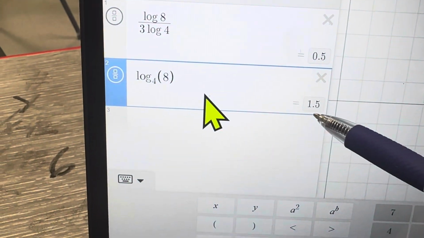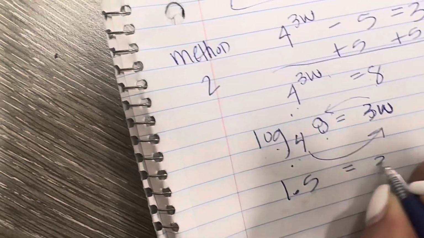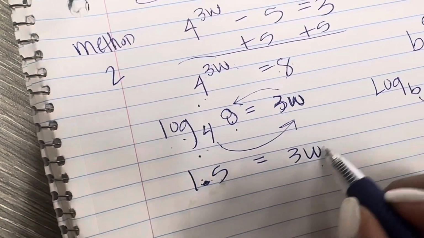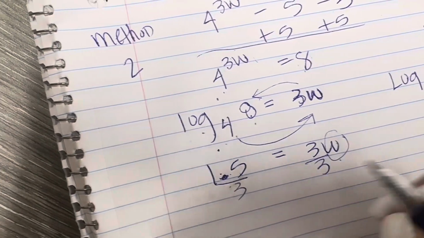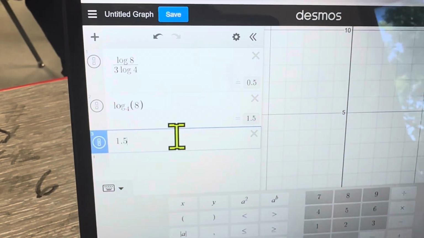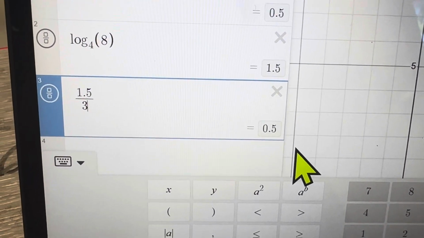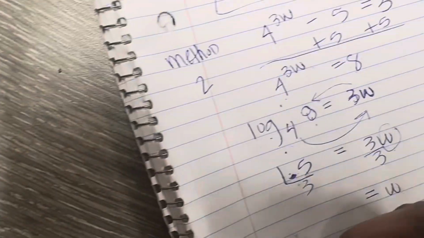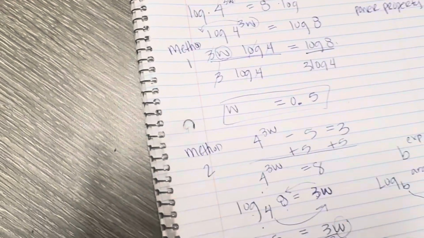Log 4 of 8 is 1.5 equals 3w. 1.5 equals 3w. Isolate your w by dividing by 3. 1.5 divided by 3 is 0.5. So you could do it either way, pick a way. Which method do you prefer? Method 1 or method 2?